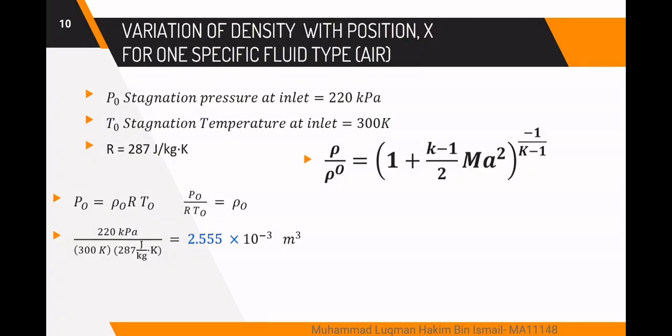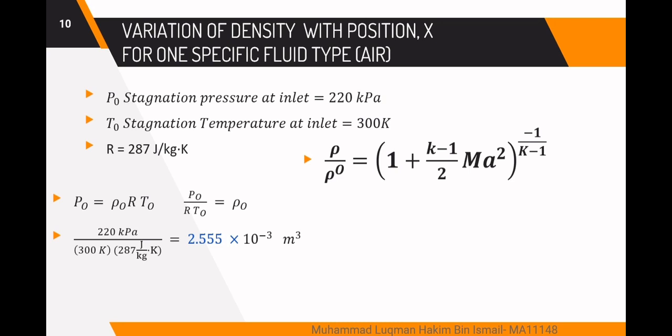Next is the variation of density with position x for one specific fluid type that we chose, which is air. The information given from the question is P naught, or stagnation pressure at inlet, equal to 220 kPa, and T naught, the stagnation temperature at inlet, is 300 K, and R for air we use equal to 287 joule per kilogram Kelvin.